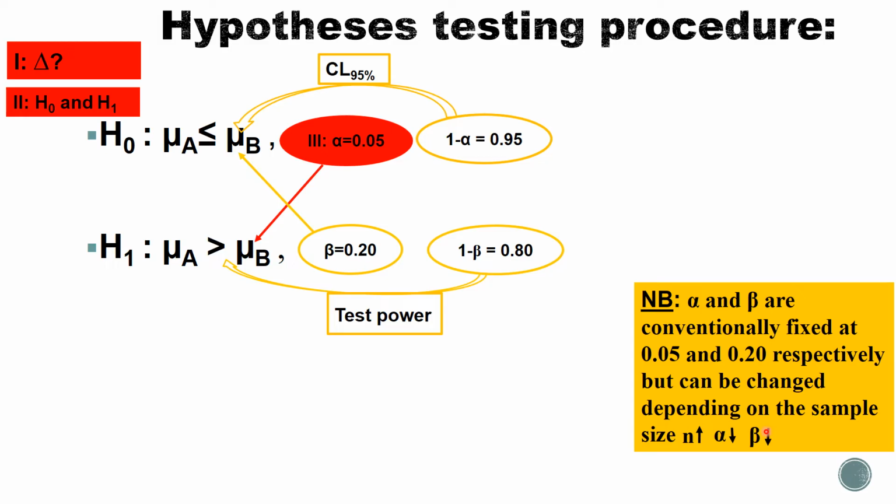Now let's take it again. I think this is clear. So that's just to tell you that alpha and beta are not always fixed at 0.05. It depends on the sample size and other factors.